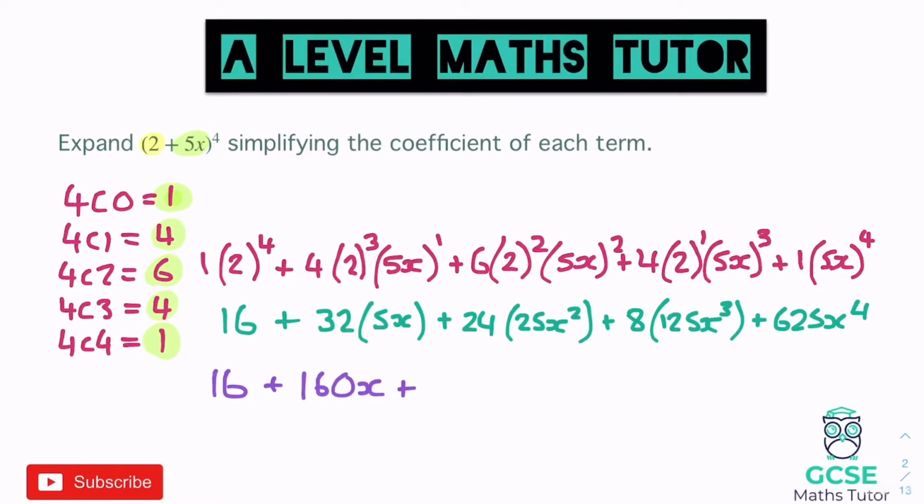24 times 25 for the next one, which is 600. So we get 600x squared. 8 times 125 for the next one, which is 1000. So we get plus 1000x cubed, and then plus the 625x to the power of 4 at the end there. There we go, and that finishes that off.